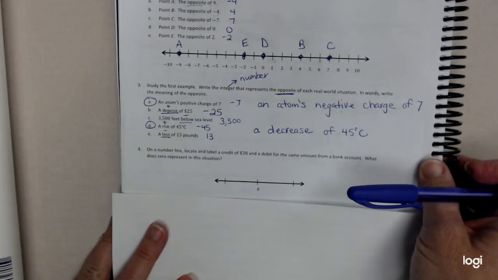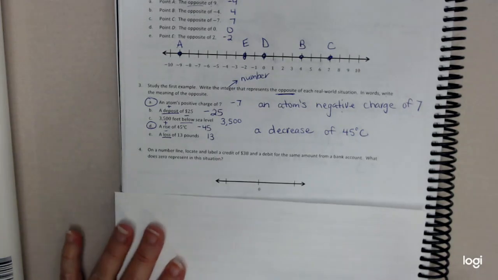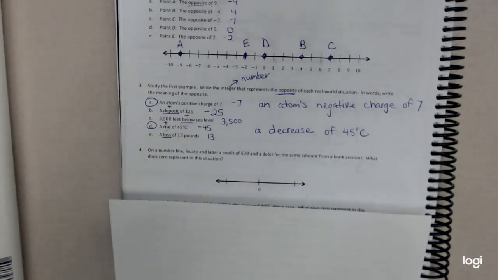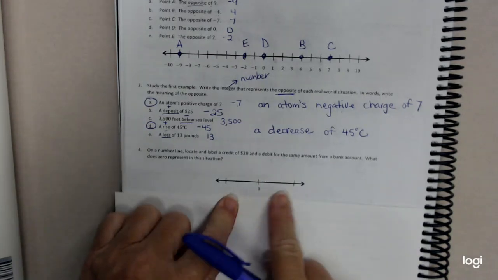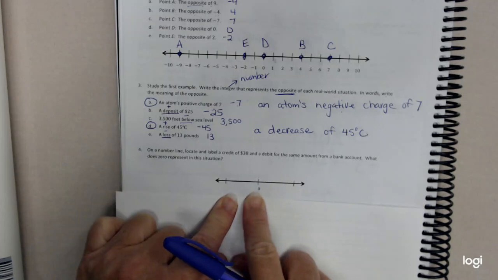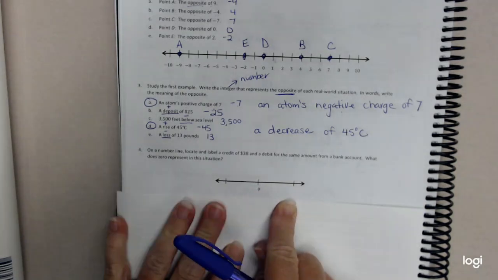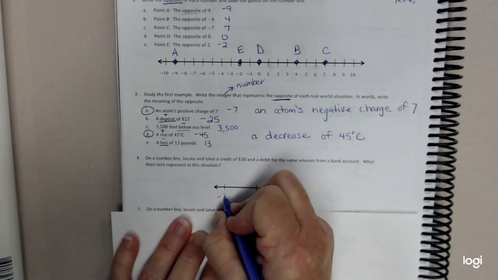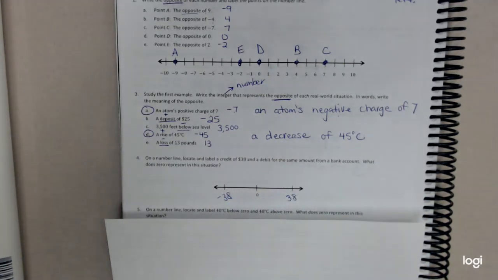Okay, 2 problems left. Number 4 says, on a number line, locate and label a credit of $38 and a debit for the same amount from a bank account. What does 0 represent in the situation? Well, it looks like to me the number line's already been made. There are only 2 tick marks. Obviously, I can't count by 1s. I'll never make it to 38. Can't count by 2s. So the only way I'm going to be able to count is I'm actually going to have to label this a positive 38 and a negative 38. So go ahead and label your number line.